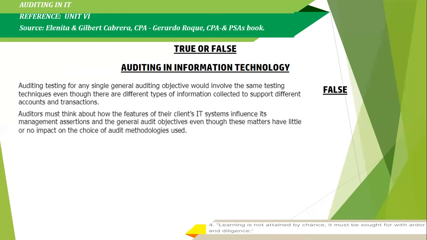Right. Auditors must think about how the features of their clients' IT system influence its management assertion and the general audit objectives, even though these matters have little or no impact on choice of audit methodology used. So, even though these matters have little, mostly in our auditing, those are material effect. So, it is the material that we pay attention to. Right? That's false.